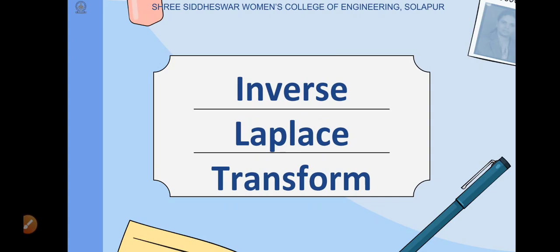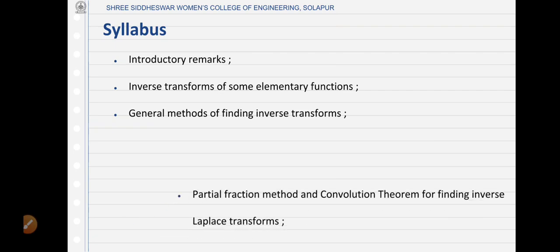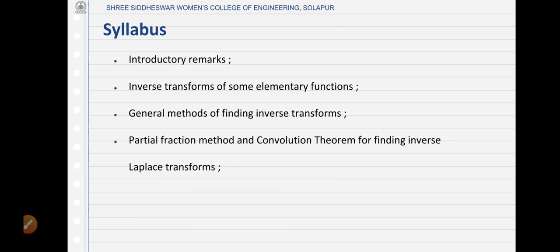Now first we will go through the syllabus of this unit 2. The points are introductory remarks. Here we are going to see the definition of inverse Laplace transform. Second point, inverse transform of some elementary function. Then general methods of finding inverse Laplace transform. The next point is partial fraction method and convolution theorem for finding inverse Laplace transform.